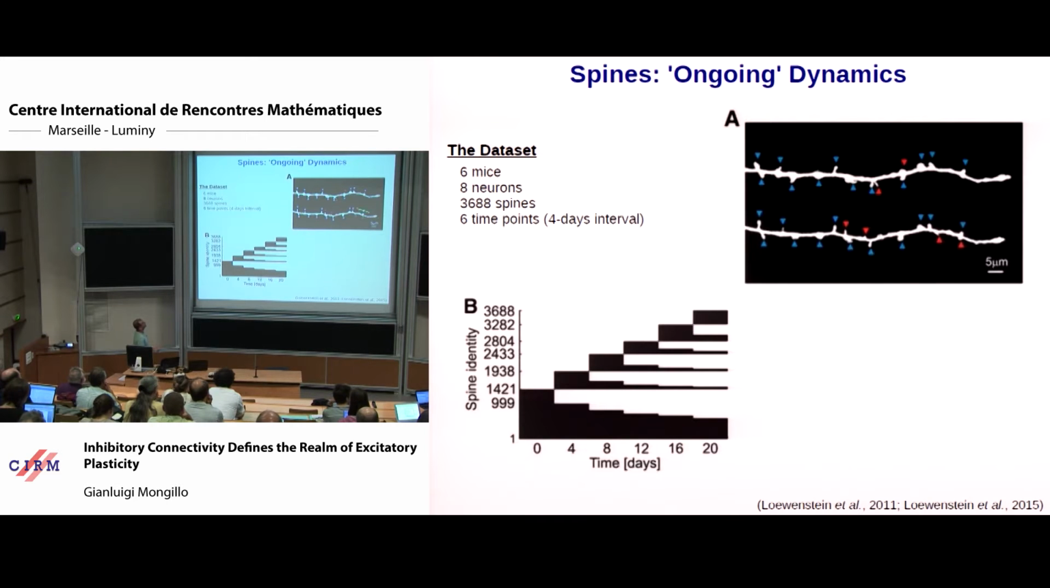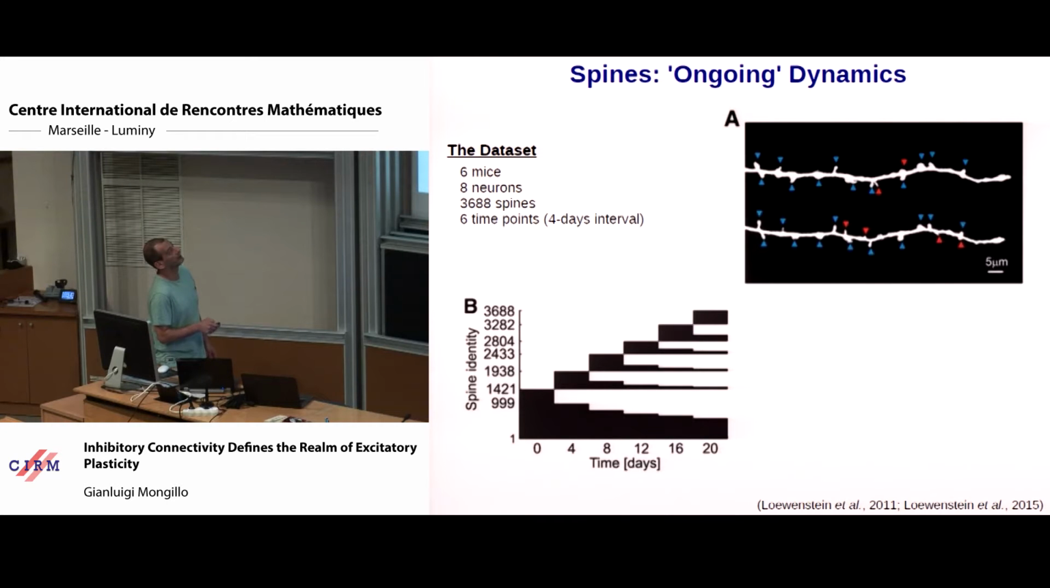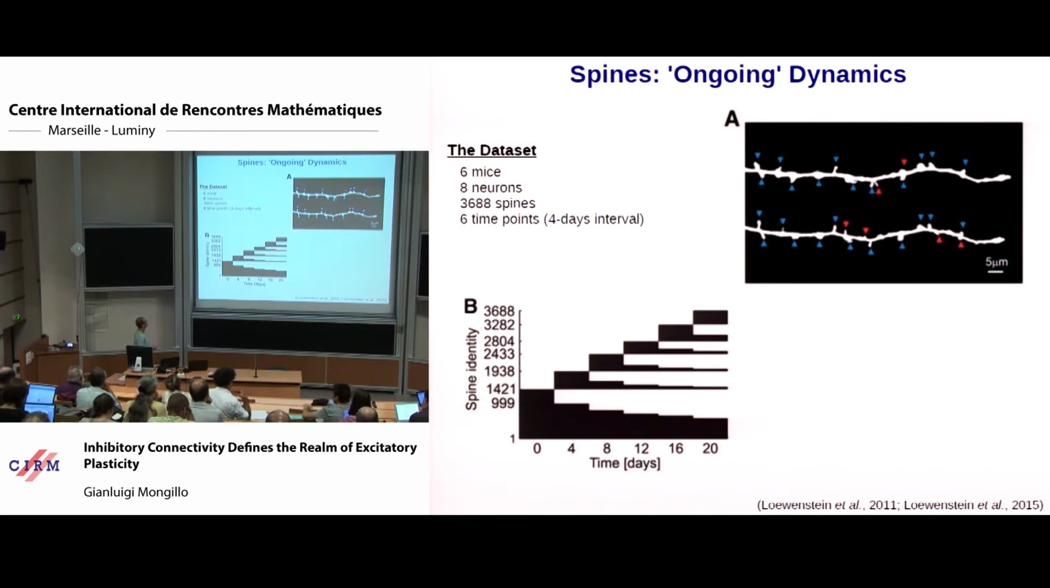And this is the kind of image that you can see, and you can see that there is a change from day to day. So in this case, there are 6 sessions every 4 days. And what you see here is essentially each black line represents a spine that was there, in this case, in the first session. And then in the next session, if the black line is still there, it means the synapse was still there, the spine was still there. And otherwise, it becomes white.